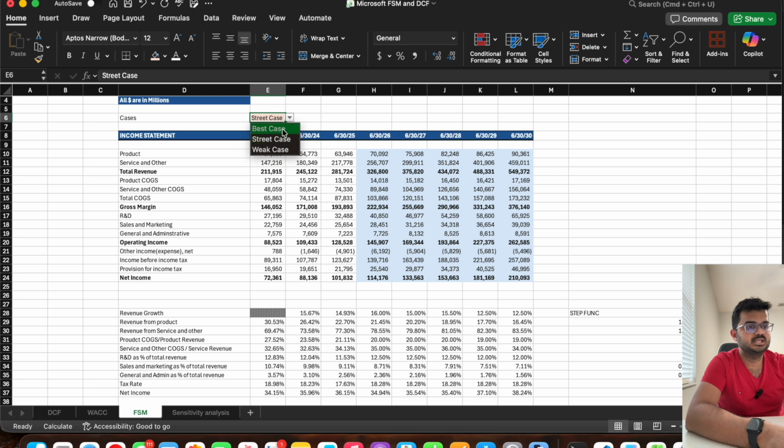But if I switch from the street case to the best case, you could see the number change from 114 to $128 billion. Similarly, if I move from the best case to the weak case, you could note that not just this number, pretty much everything in the forecast would change. That way, this model is fully integrated. By changing even one input anywhere in this model, it will be reflected in all three statements: the income statement, cash flow statement, and balance sheet.